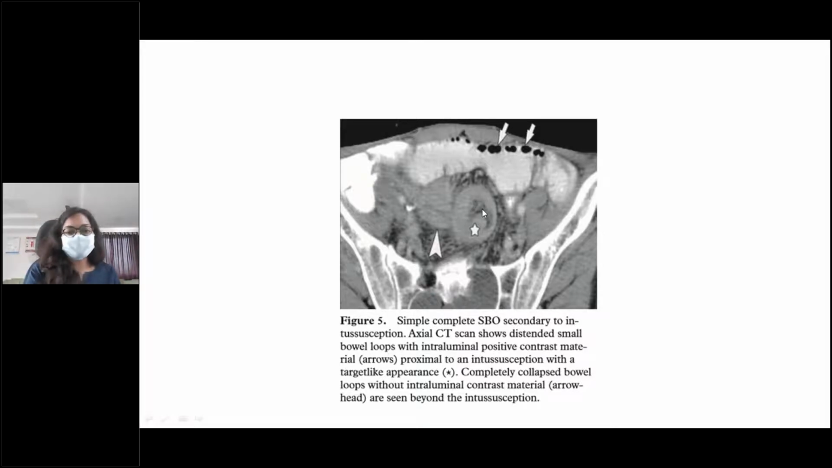This is the target appearance. We can see the intussusception. Completely collapsed bowel loops without intraluminal contrast material are seen beyond the intussusception. Here, there is no contrast material in these bowel loops. As we can see, contrast material is present here, proximal to the obstruction. Distal to the obstruction, there is no contrast material.